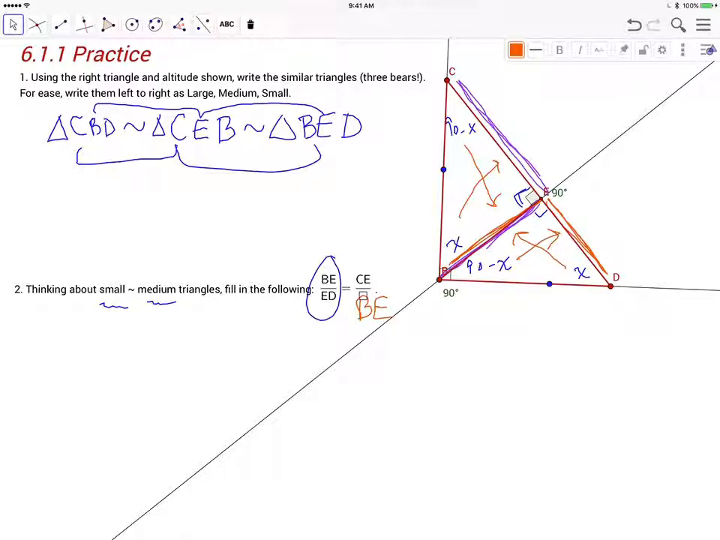In the next screencast, you'll see that that's going to be an interesting outcome, that the altitude gets used twice in a right triangle. Okay, hope that went well.